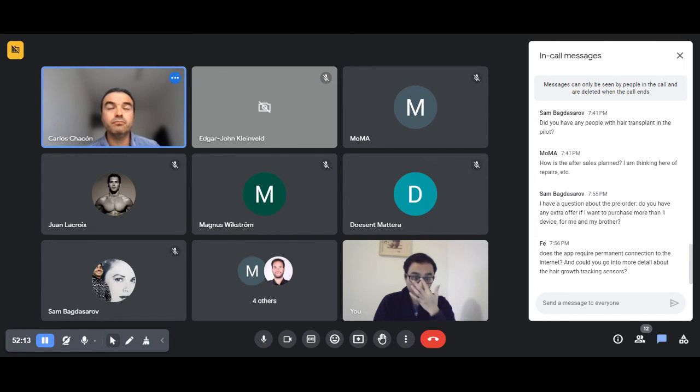Yeah, so again, good questions. Basically, every single electrode, we have made them in a way that they are also functioning as sensors. So we can see in the app, and you will be able to see in the app, whether or not they are working, right? And this is very simple.